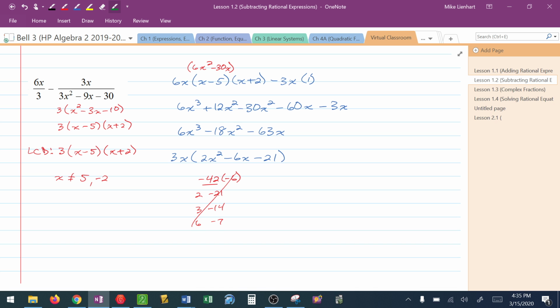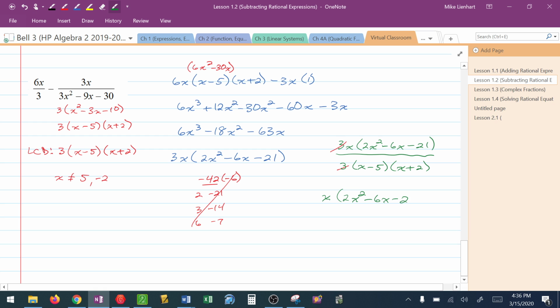So now I come over and I'm going to put everything together. I've got 3x times 2x squared minus 6x minus 21. Bring in the LCD, 3 times x minus 5 times x plus 2. I can cancel the 3's, and I'm left with x times 2x squared minus 6x minus 21 divided by x minus 5 times x plus 2, with the restriction that x cannot equal 5 and negative 2.